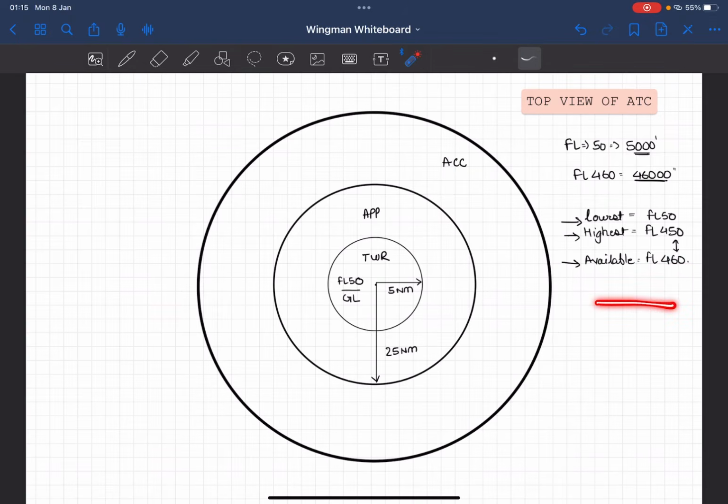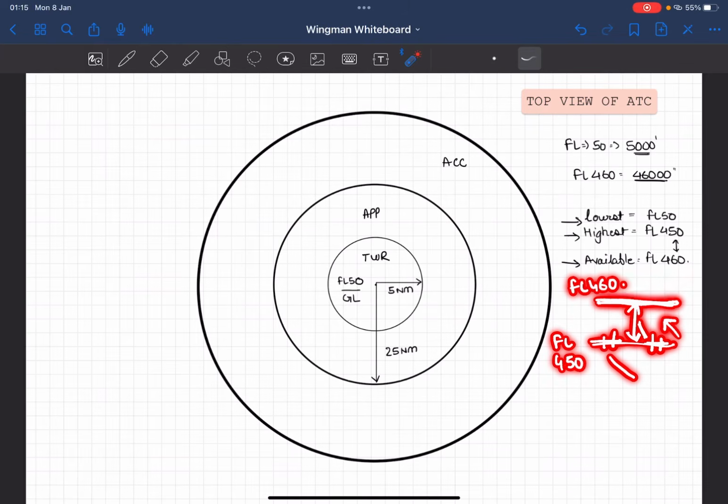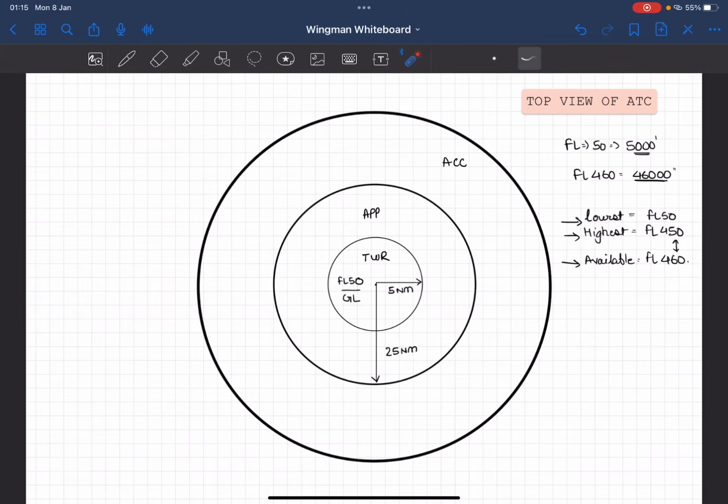This 1000 feet buffer is given, imagine that this is flight level 450 and this is flight level 460, in case an aircraft needs to climb in an emergency. Say that there is another opposing traffic here at flight level 450. One will have to descend and one will have to climb, so he should have some space to climb. So this 1000 feet buffer is provided. But in normal circumstances, the highest available flight level will always be flight level 450. Okay, so pay attention and keep this in mind.